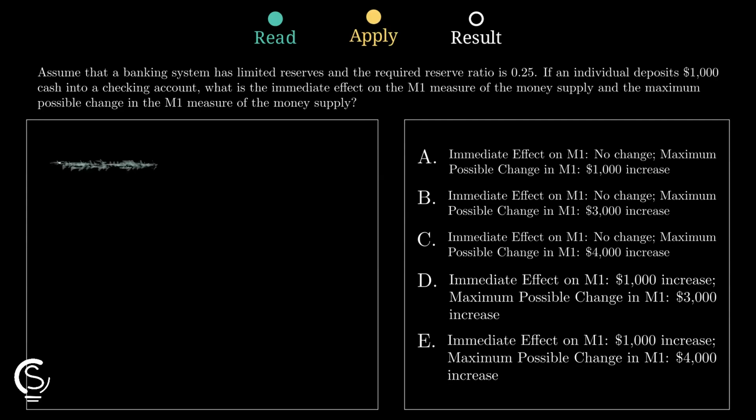Next, the bank keeps 25% as required reserves and holds $750 in excess reserves. This new lending power is what actually triggers the money creation process.